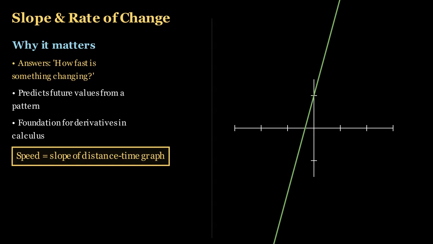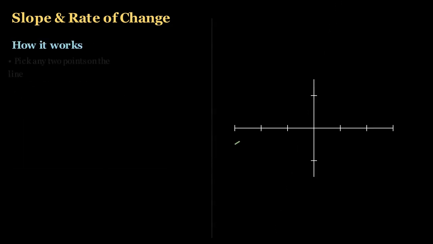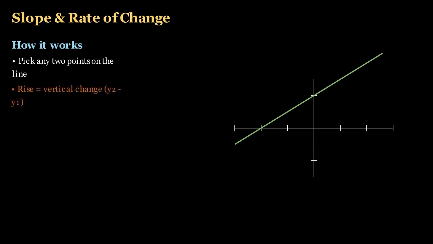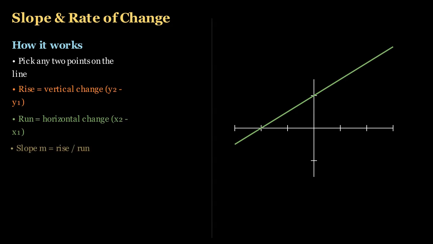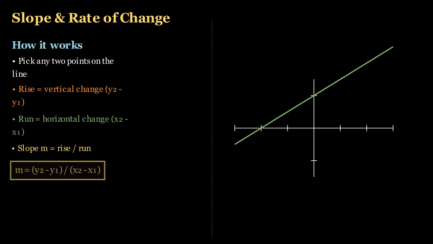Take any straight line on the coordinate plane we learned about earlier. Pick 2 points on it, any two, it doesn't matter which, because a straight line is equally steep everywhere. Look at the vertical change between them, that's the rise, how much the y value goes up or down. We find it by subtracting the first y from the second. Then look at the horizontal change, that's the run, how much the x value moves forward. We find it by subtracting the first x from the second. The slope is simply the rise divided by the run. We often use the letter m for slope.